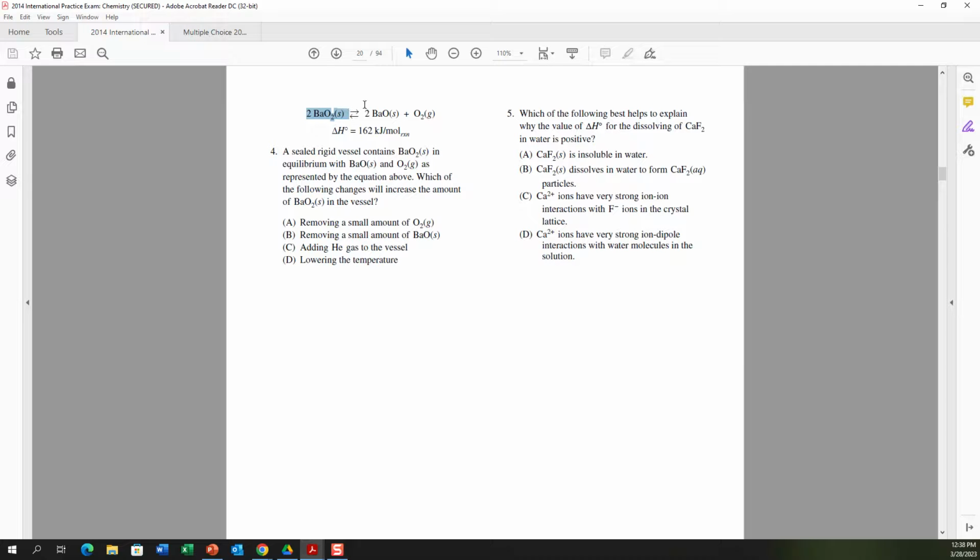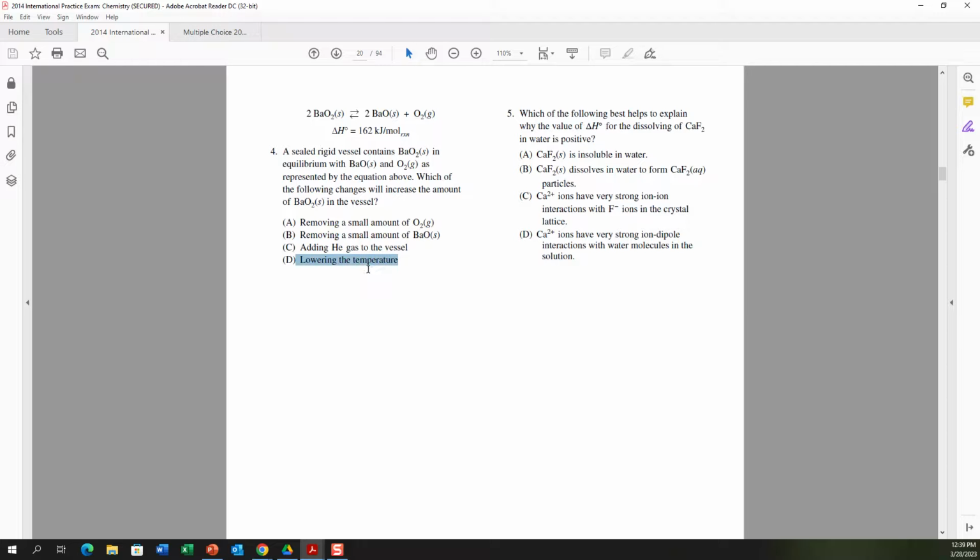If you remove O2, that would shift it to the right, so that's not going to do anything. Removing a small amount of BaO, remember, removing or adding a solid is not going to cause a shift. Adding helium, that's going to increase the pressure, but not increase the partial pressure of oxygen, so that won't cause a shift. Remember, adding an inert gas, so it's got to be D, but let's find out why.